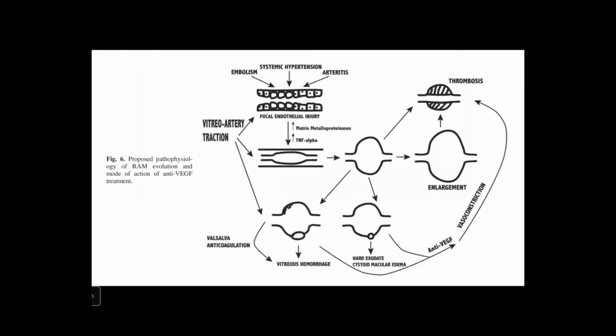But basically, the proposed pathophysiology of RAM is that hypertension, embolism leads to some thickening or loss of elasticity in that arterial wall. And then what you get is a ballooning of that arterial wall, leading to development of a retinal artery macroaneurysm. And then most of the time, it follows the trajectory of the top line, where you get enlargement with eventual thrombosis and spontaneous resolution of the RAM lesion.